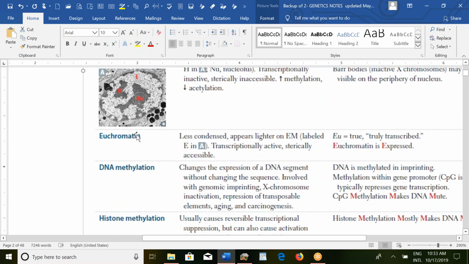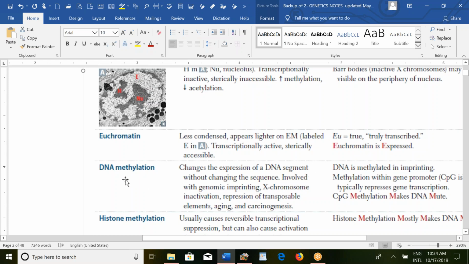Euchromatin, as denoted by this letter E, is less condensed, appears lighter on electron microscopy, is transcriptionally active, and is sterically accessible. The prefix "eu" actually means true, so it means truly transcribed. You can remember that euchromatin is expressed.